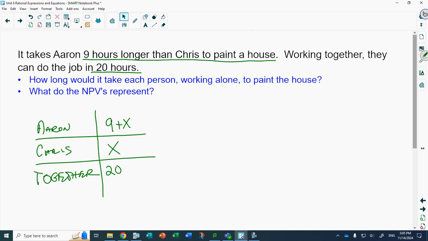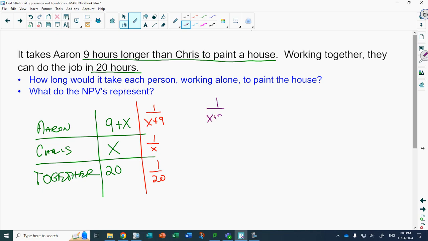Isn't that neat? So now let's write this as our fractional one. Our fractional one, of course, we know is 1 over 9 plus x. But I don't like that 9 plus x stuff. I'm going to write this as x plus 9. That makes more sense to me. This one is a fractional one. This one's 1 over x. This is a fractional one, which is 1 over 20. Beautiful. So now this is no different than what you've already done. Aaron is 1 over x plus 9. Chris is 1 over x for a total of 1 over 20.